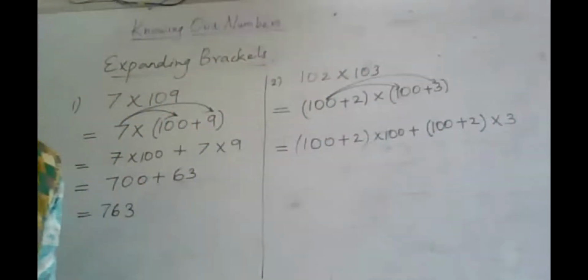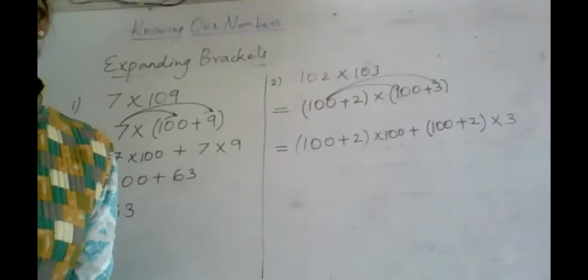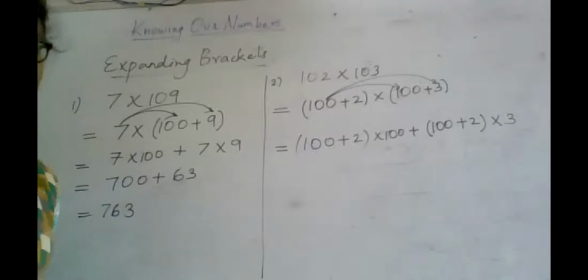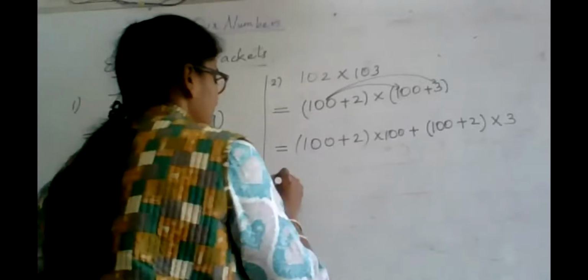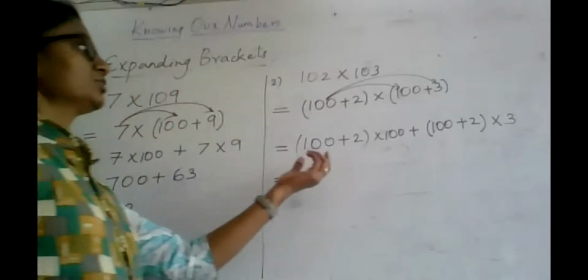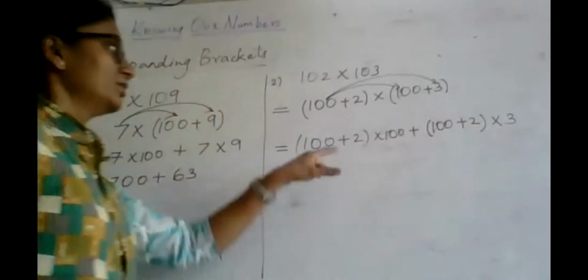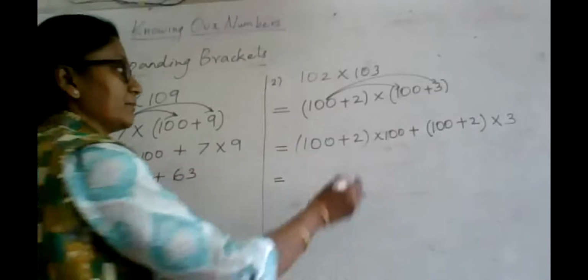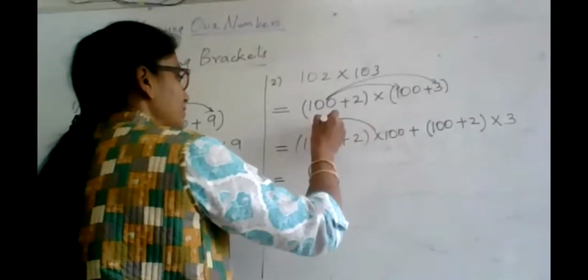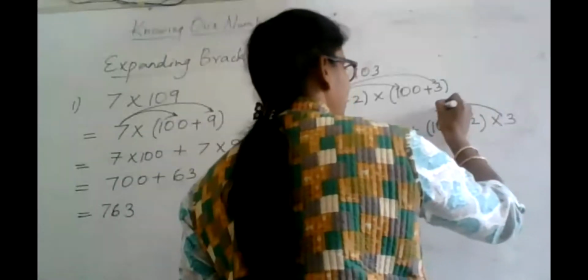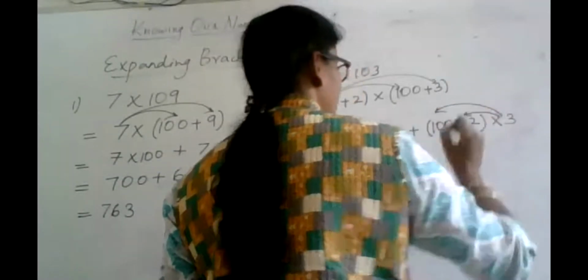You understand how the bracket is expanded? So 100 plus 2 multiplied with 100 and then 100 plus 2 multiplied with 3. Next, now you have reduced it into two more brackets with some multiplication. So this bracket has to be expanded, means again the multiplication of 100 is distributed over addition. Here multiplication of 3 is distributed over the addition.